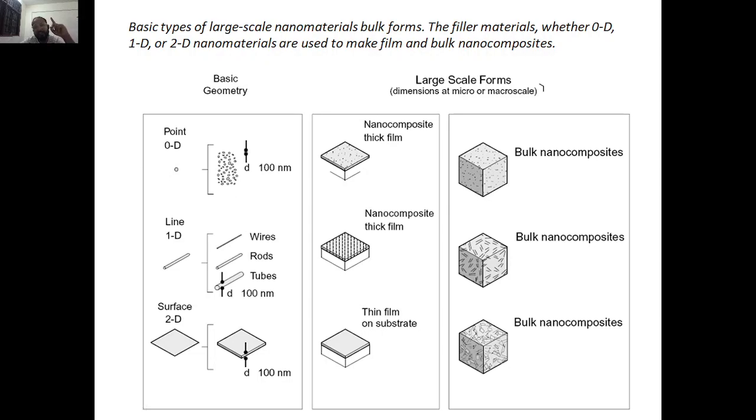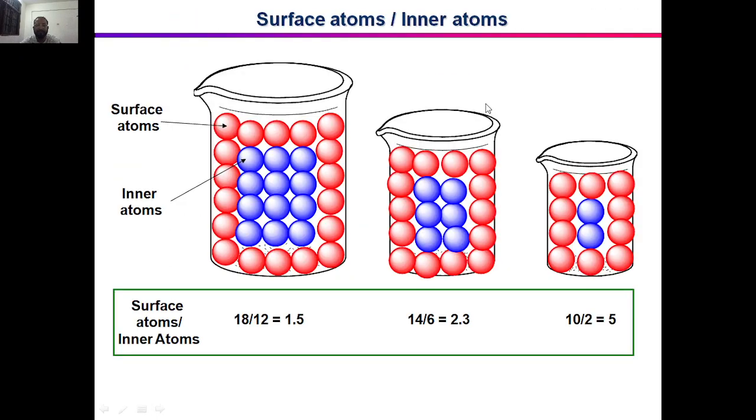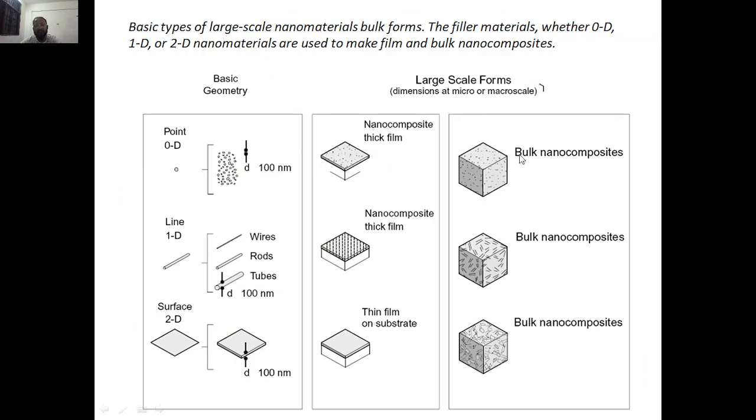So I am using 100 quantum dots, so it will exceed into the microns, maybe 1000 nanometer. So the particle dimensions are no longer all in nanoscale, but one dimension is in nanoscale, that is the thickness. So I can call it a nanocomposite thin film, and from there to bulk nanocomposites. This is where we get to our topic, right? See here, what is our topic? Variation of physical properties from bulk to thin film to nanostructure.